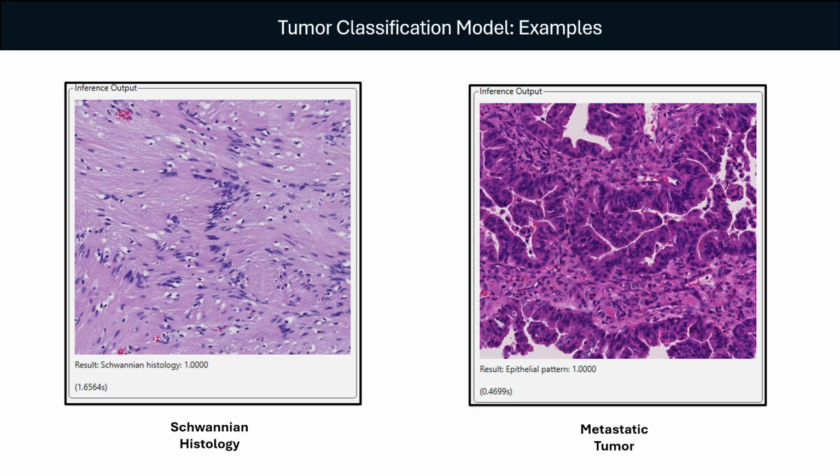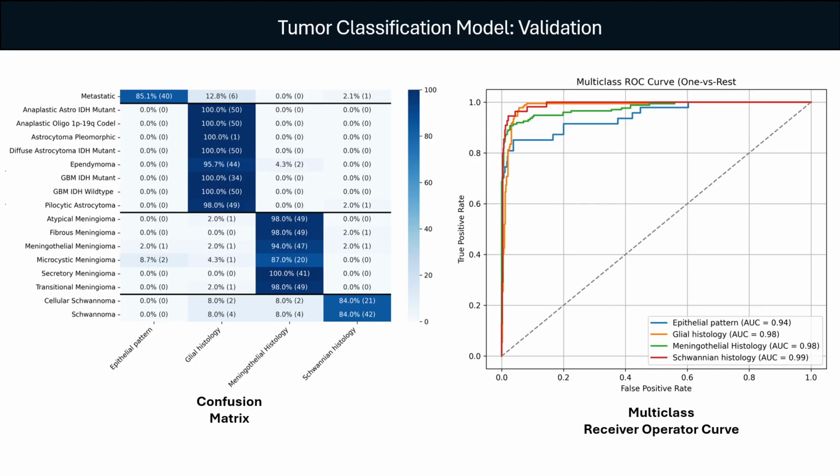We also demonstrated two more cases. One was a schwannoma getting labeled correctly as a Schwannian histology. And lastly, we had a metastatic tumor, which was epithelial in origin, and we had it labeled as epithelial pattern.